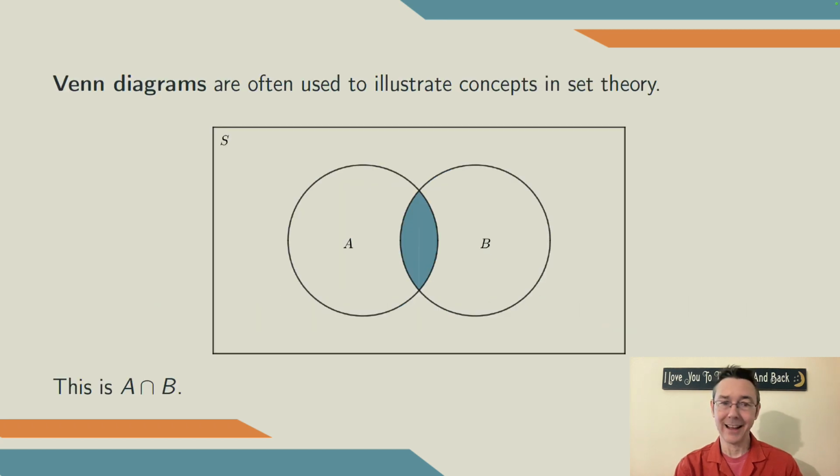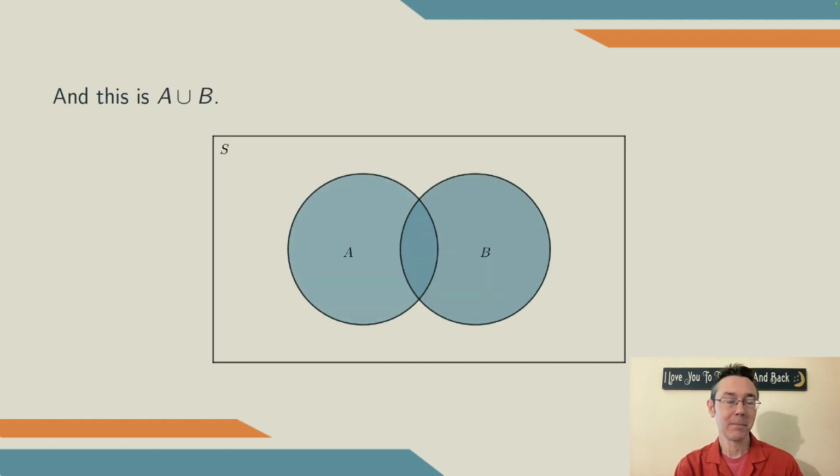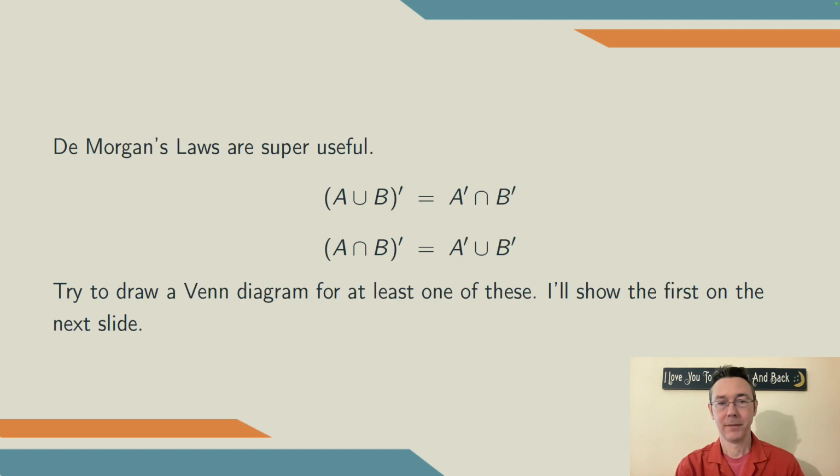We often use Venn diagrams to illustrate concepts in set theory and therefore also in probability theory. So here's A intersect B and here's A union B. There are lots of identities that come up when you're working with sets, the two most important of which are De Morgan's laws. A union B complement is A complement intersect B complement, and A intersect B complement is A complement union B complement. You should try drawing Venn diagrams for both of these. I'm going to show the first one on the next slide.